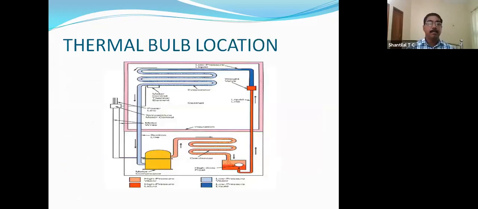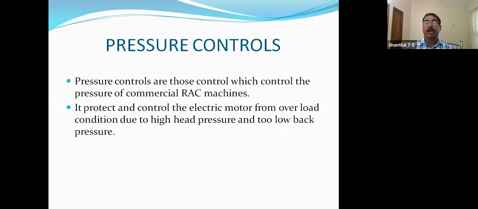Next, our topic is pressure controlling devices. So now temperature is controlled. Mainly the temperature is controlled on the evaporator side. Next, pressure we can control. In a refrigeration cycle, two pressures will be there: low pressure and high pressure. While compressing, the high pressure goes to the condenser, and while expanding, the low pressure goes to the evaporator.